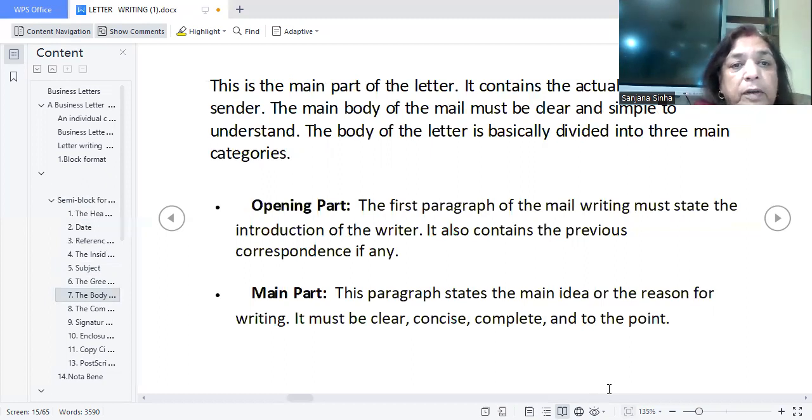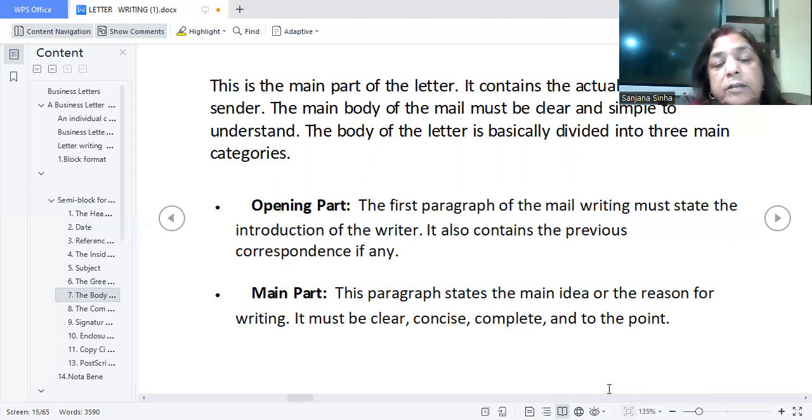The main part of the mail must be clear and simple to understand. The body of this letter is basically divided into three main categories. So the body of the letter is the main part of the letter. What are these three parts? The opening part. The first paragraph of the mail you're writing must include the introduction of the person who's writing the letter. It also contains the previous correspondence, if any.